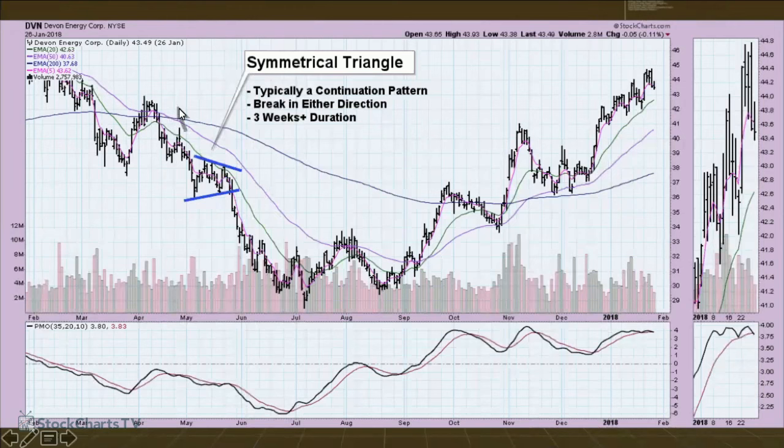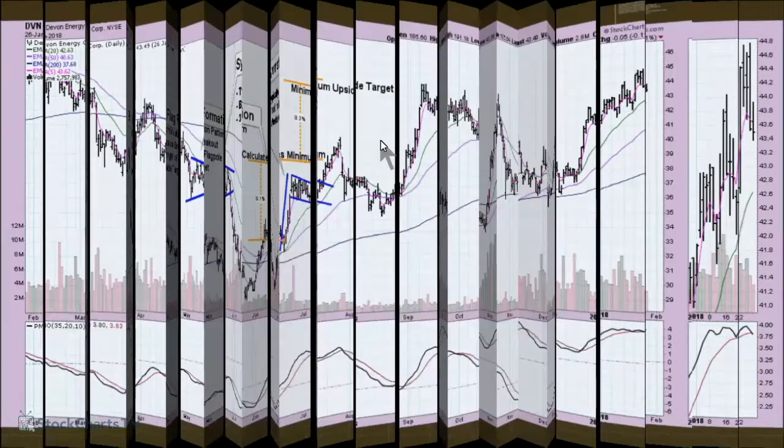Now look at this, the 50 was below the 200, and a symmetrical triangle can actually go in either direction. But the 50 is below the 200, so what would we have expected? We would expect it to break down, and sure enough, in this case, it did.